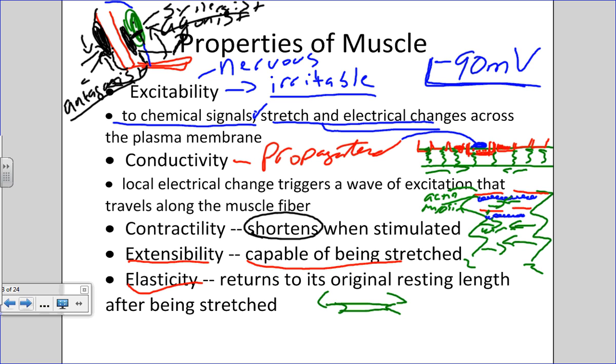So these are all the various properties of muscle tissue that allow it to do its job. It's irritable, it's able to conduct, it's able to propagate this wave of depolarization across the cell. Muscles contract and shorten, that's where the movement actually comes in. And then, like I said, because not every muscle is going to be working here, the muscles that will be resting are going to be stretched, hence the extensibility. And then elasticity, again, if you apply pressure to an object and stretch it, when the pressure is relieved, it returns back to its original shape.